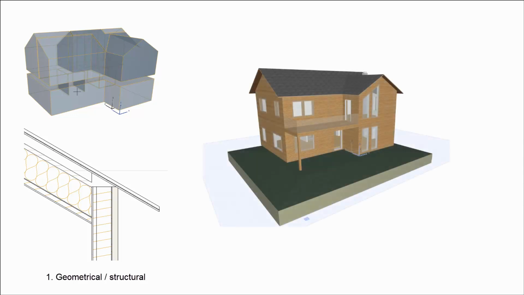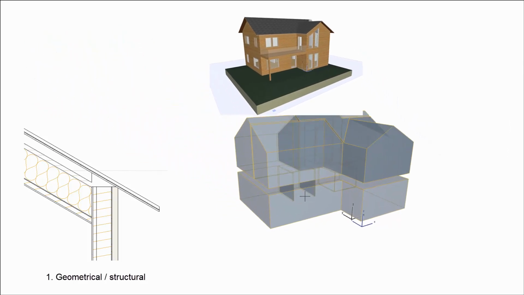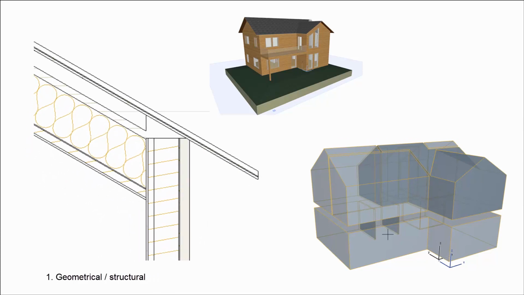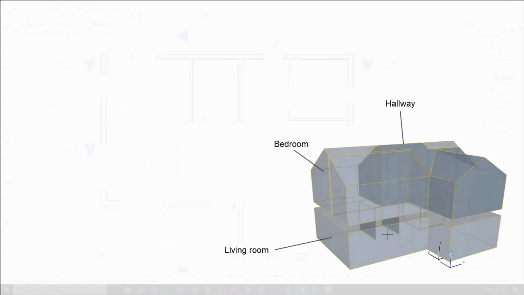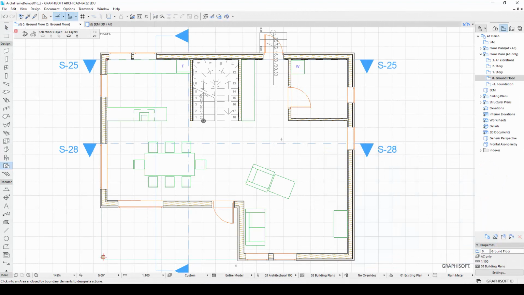This basically means your 3D model, including zones and structural types for floors, walls, and roof structures. Zones essentially show the volume of each of your rooms. They can be created in the floor plan view using just a few clicks. As you can see, Archicad automatically detects walls and other boundaries of the zone.